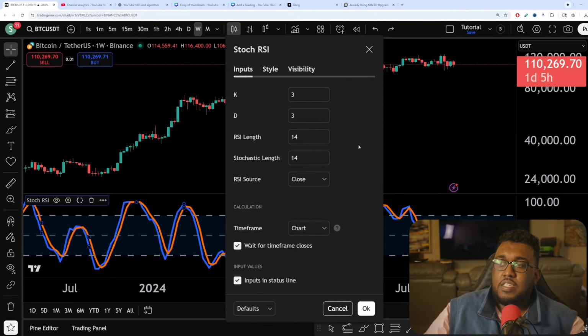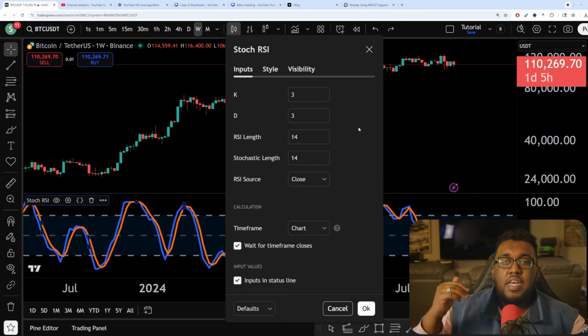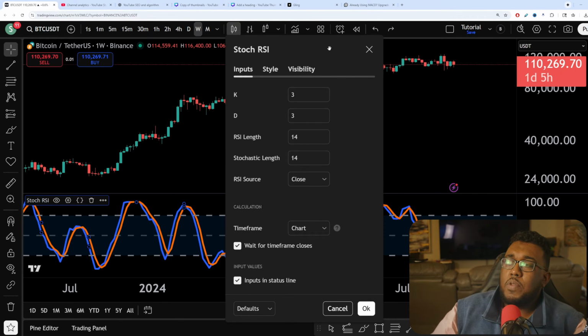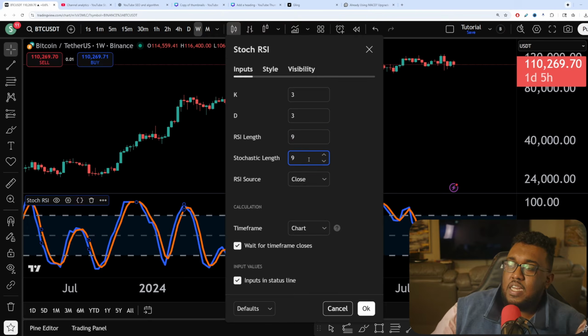So next up, we have to change some of these settings for day trading. So we're going to start off with day trading. I'll give you the settings, I'll tell you what indicators you want to pair with this, and then I'll tell you when to buy and to sell, and then we'll move over to swing trading, then long term, because they each have their own little rules, okay? So for the K and D, for the day trading one, you don't have to change these whatsoever. For the RSI length, I want you to make this 9, and for the stochastic length, I want you to make this 9 as well. For the RSI source, you need to keep this closed and everything else is going to remain the same.